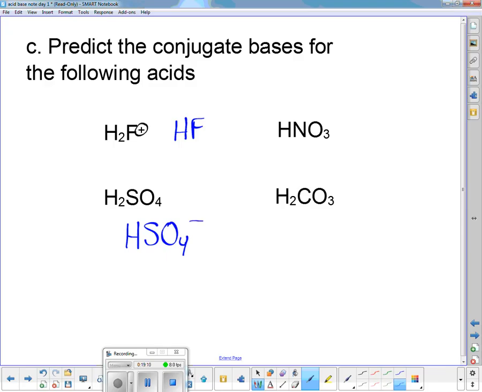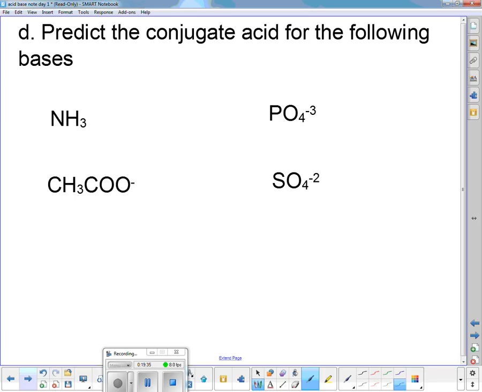What about HNO3? NO3 minus, because I took away one positive. This one already had a positive, so if I take one positive away, it becomes neutral again. Okay, so what about this one? Good. Okay, so now let's look at some bases and predict its conjugate acid.